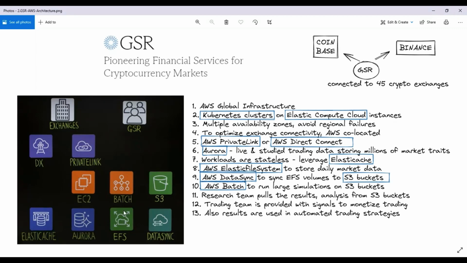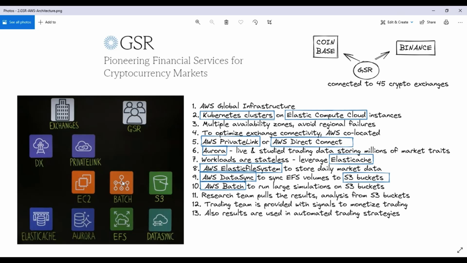Now, AWS DataSync is used by GSR to synchronize the data from EFS to S3 buckets. S3 is where the data is stored and where GSR runs a large number of simulations. To run the simulations, they leverage the AWS Batch service.